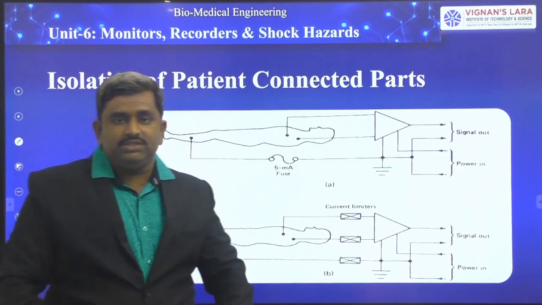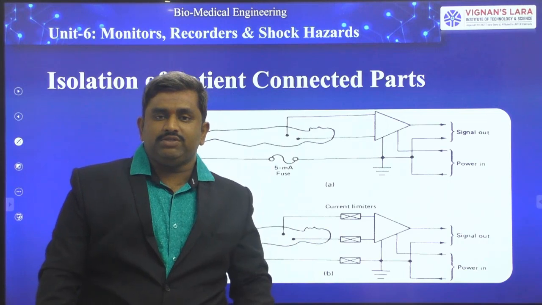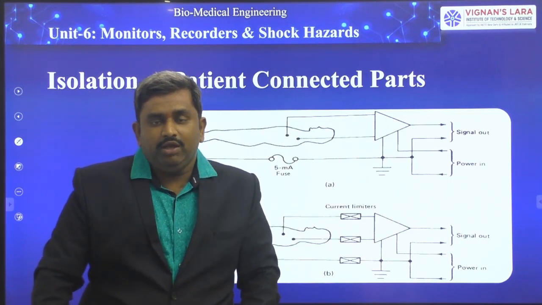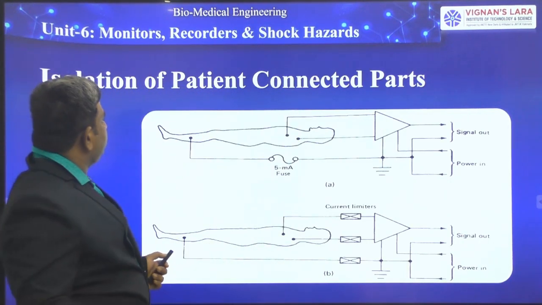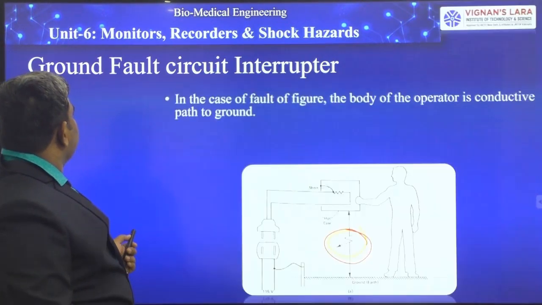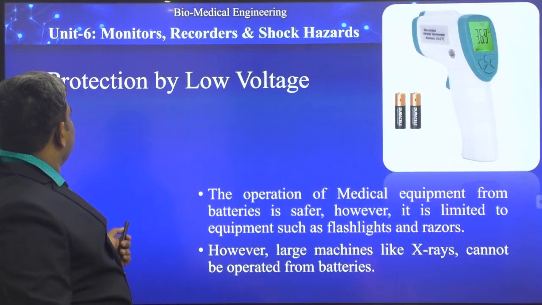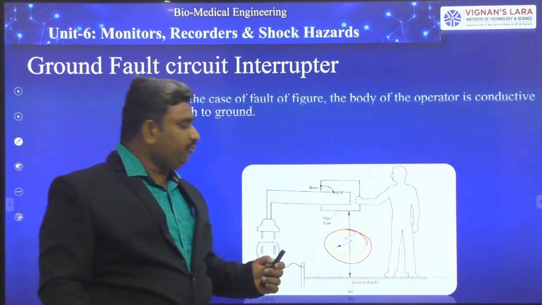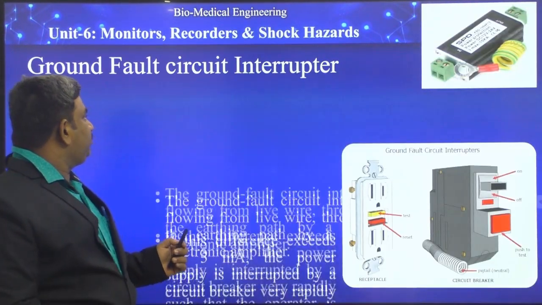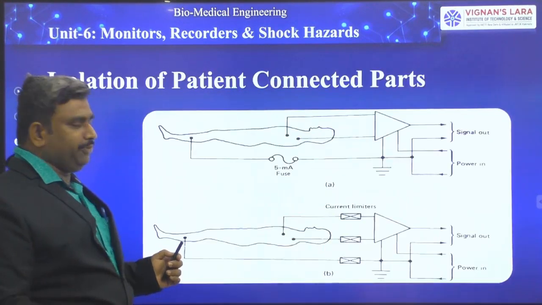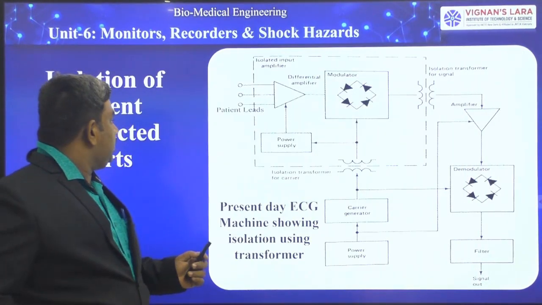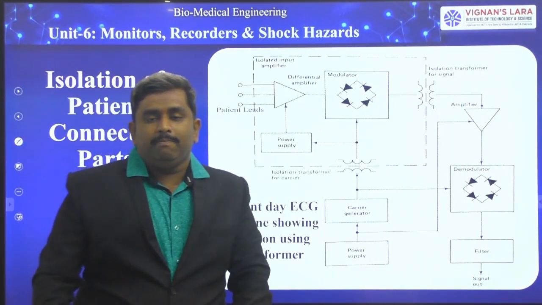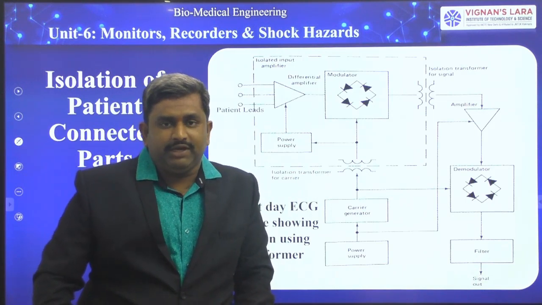And this is the fourth one. So the first one we have seen is grounding, the second one double insulation, the third one protection by low voltage, the fourth one ground circuit fault interrupter, and the fifth one is isolation of power distributed system or patient connected parts.